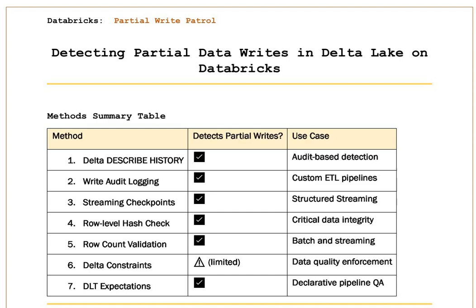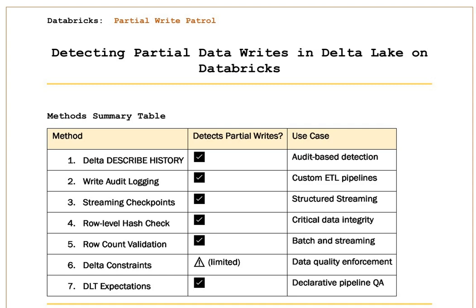Wow. Okay. We've covered a lot of ground here. Let's recap quickly. We started with the basics. DESCRIBE HISTORY, the built-in audit log. Yep, the forensic tool. Then custom write audit logging for tailored tracking. More proactive, application-specific logging. Streaming with checkpoints for that guaranteed atomicity in real-time flows. Essential for streaming integrity. The super deep row-level hash check for absolute row-by-row certainty on critical data. The ultimate validation when needed.